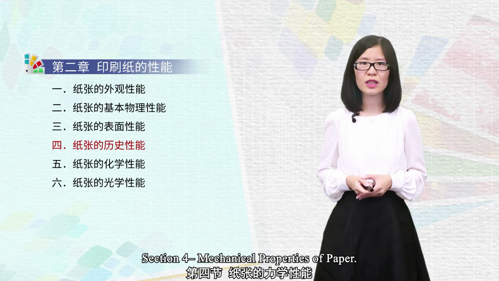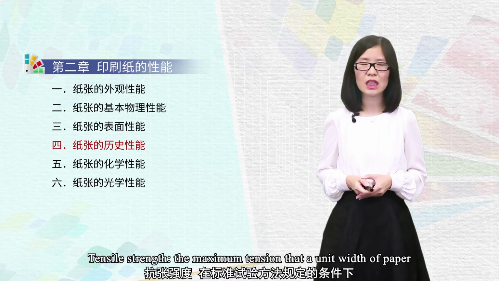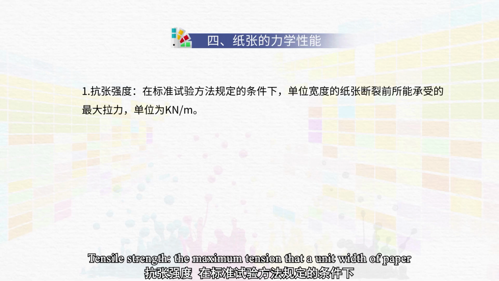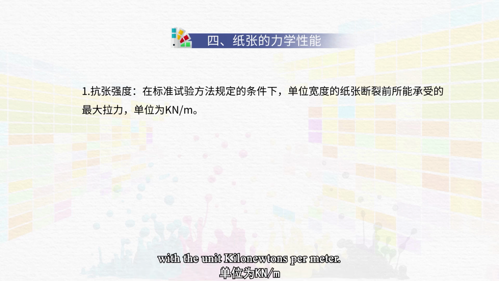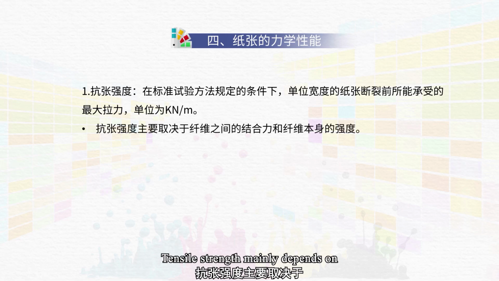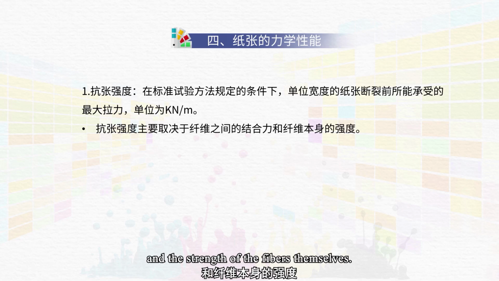Section 4, Mechanical properties of paper. Tensile strength, the maximum tension that a unit width of paper can withstand before breaking under the conditions specified in the standard test method, with the unit kilonewtons per meter. Tensile strength mainly depends on the bonding force between fibers and the strength of the fibers themselves.